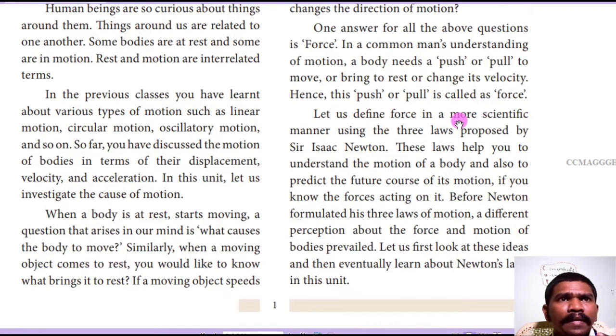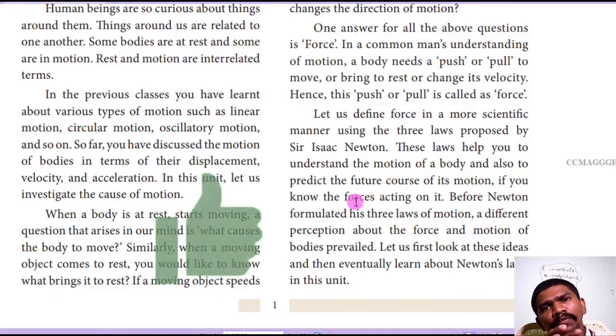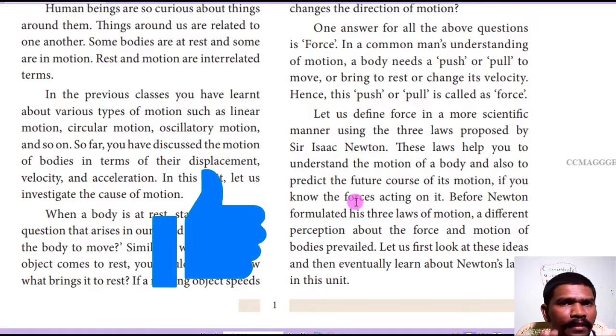There are so many scientists defining force. For example, Sir Isaac Newton. He proposed the laws for understanding the motion of a body, and also predicting the future course of its motion if you know the force acting on it. This we can easily identify with the help of a cricket ball or riding a cycle.